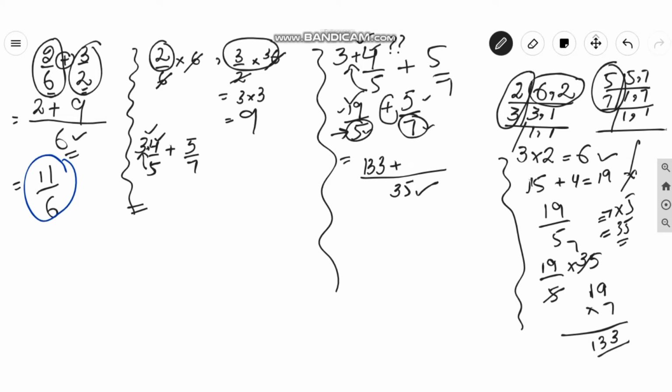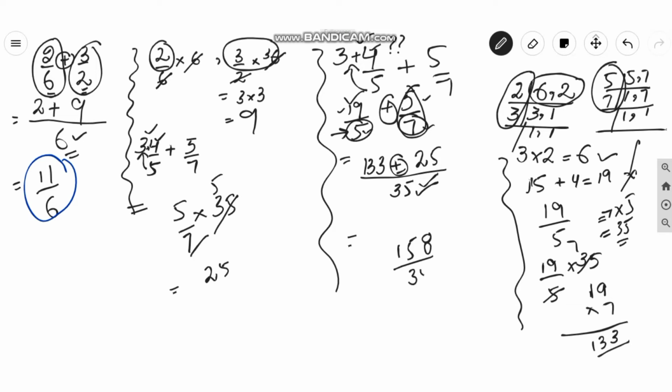The sign in this case is plus, so just put plus here. Now take the second fraction, that is 5 by 7. Now 5 by 7 multiplies with the number written here. The number is 35. 7 5s are 35. Now multiply 5 by 5, it gives you the answer 25. Just write 25 here. Now add these two numbers, it becomes 158 over 35.